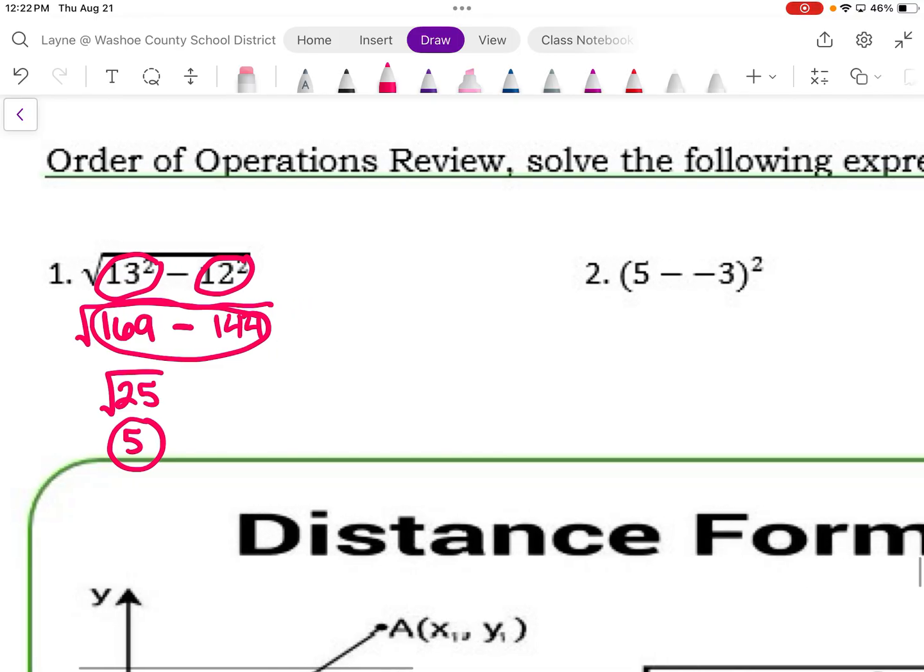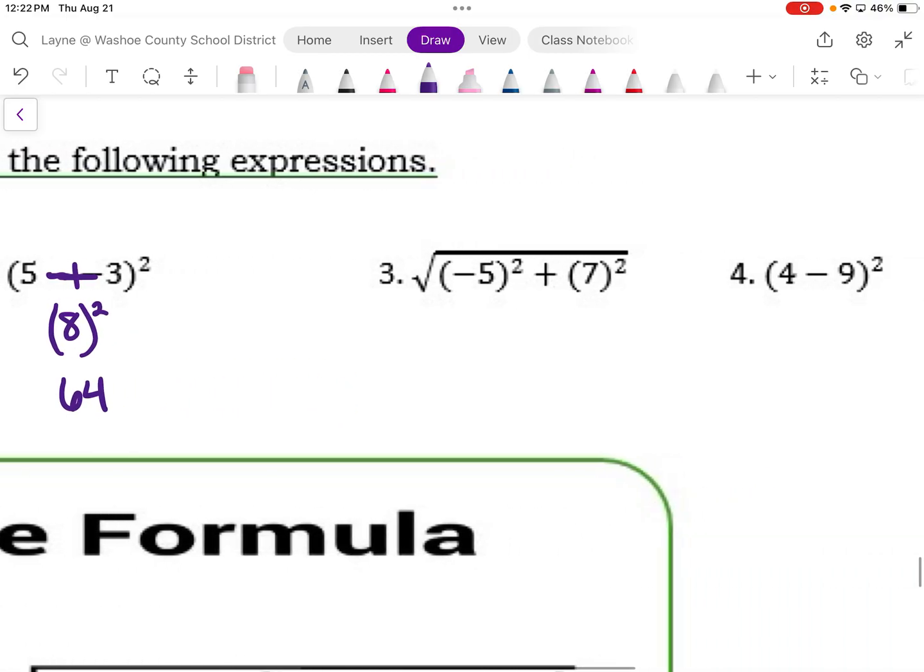All right, next one, let's follow PEMDAS. Let's do what's inside the parentheses first. Double negative means add. So this will be 5 plus 3, which is 8. And then 8 squared is 64. All right, this one's really similar to the first one we did. We're going to square each first. Negative squared is a positive, since it's in parentheses. So this will be positive 25. If you're unsure, type it into the calculator exactly as is, parentheses included. Plus 7 squared is 49.